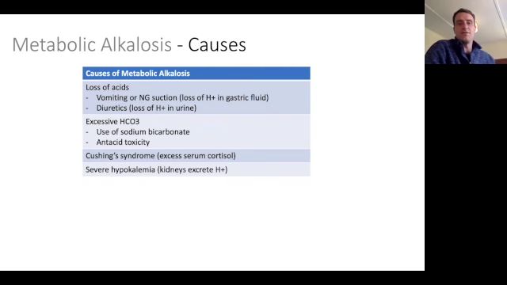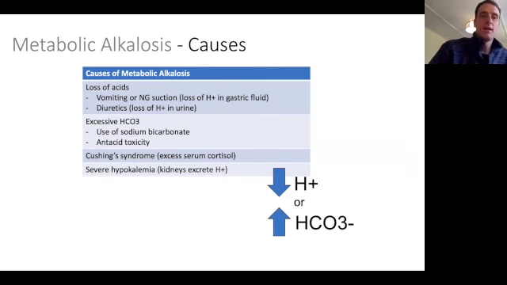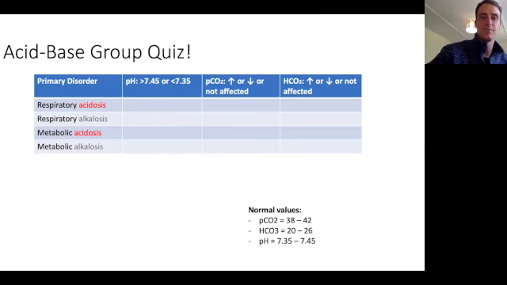If you recall, gastric fluid is high in hydrogen ions, and if those are lost and not replaced, that could cause alkalosis. Diuretics can also cause alkalosis. Those are causes of metabolic alkalosis. A couple of notes about this. Severe alkalemia can result in seizures or neurologic depression. It's rare, but occasionally you might see patients require dilute hydrochloric acid to correct pH.